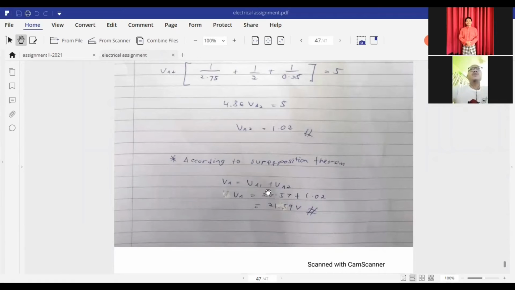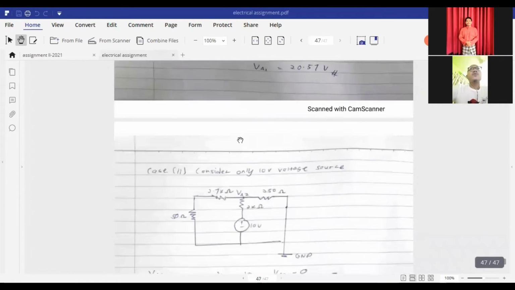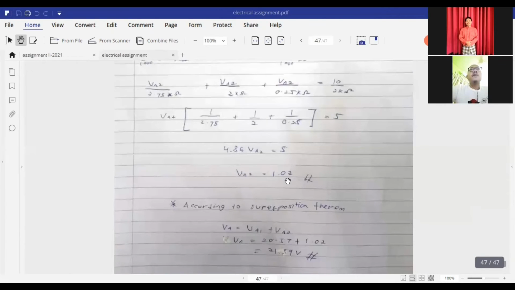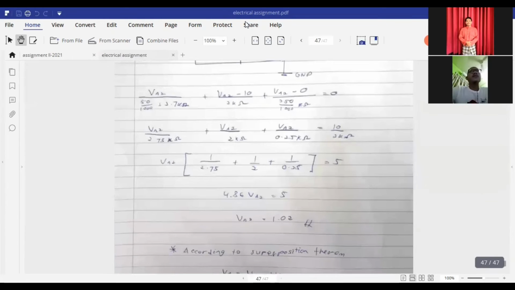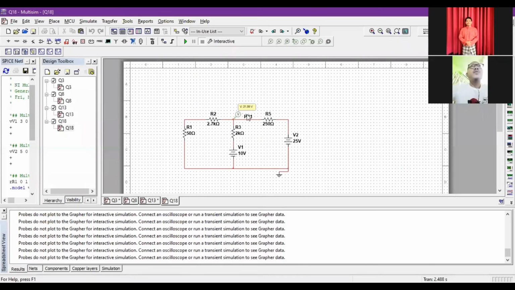According to superposition theorem, VA equal to VA1 plus VA2. We get 20.57 plus 1.02 equal to 21.59 volt, like I get from the circuit. 21.59 volt. Thank you.